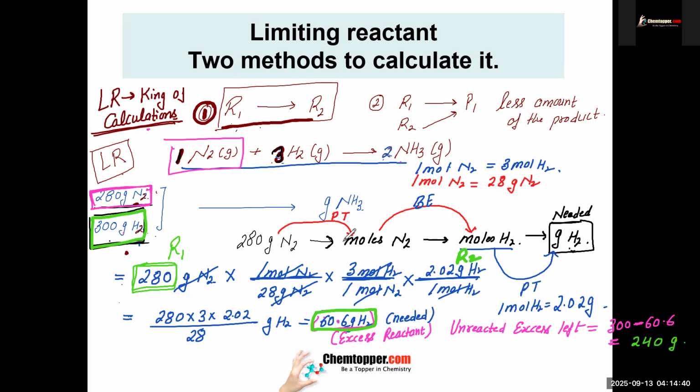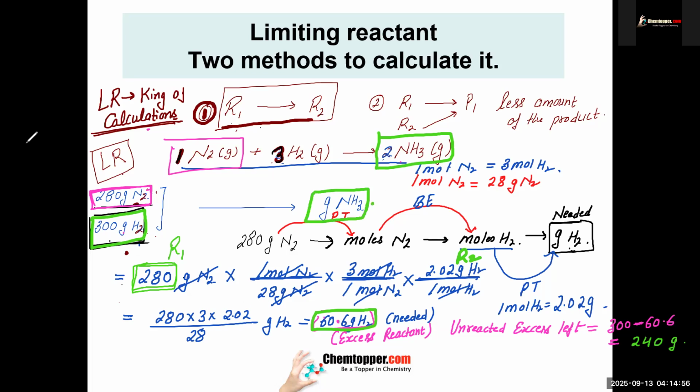Now, what is the next aim? To know the amount of ammonia. That is the main question. How much ammonia is formed? Grams of ammonia, that's the main question.